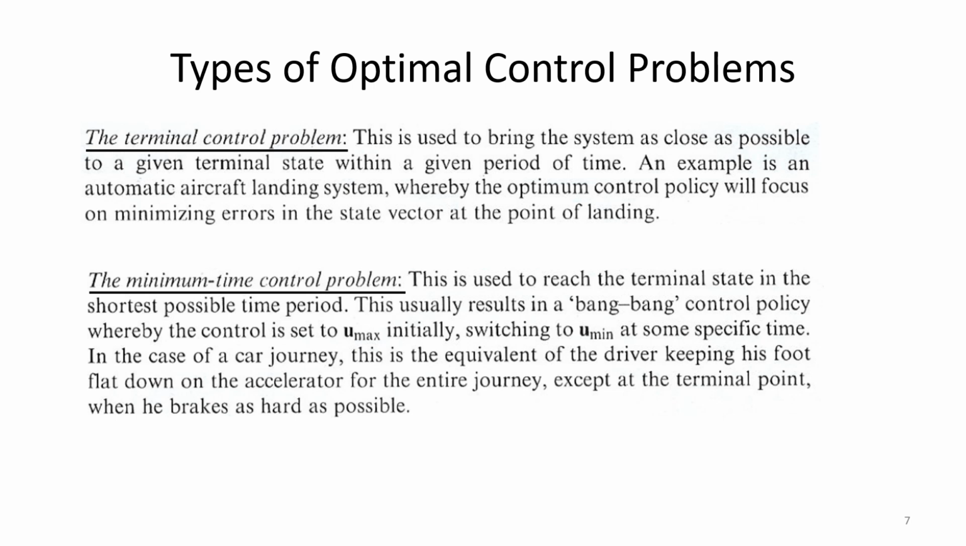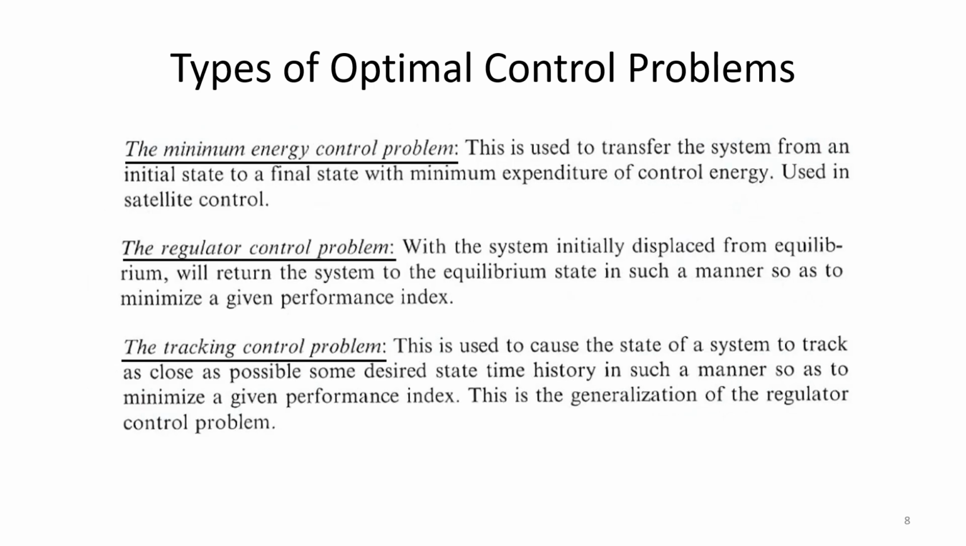Similarly, in the minimum time control problem, you have to reach the terminal state in the shortest possible time. An example is a car journey: the driver keeps his foot on the accelerator for the entire journey except at the terminal point, where he brakes as late as possible. That is the minimum time control problem. Next is the minimum energy problem. In satellite control, energy is required to transfer the system from the initial state to the final state with a minimum expenditure of control energy. That is called the minimum energy problem.